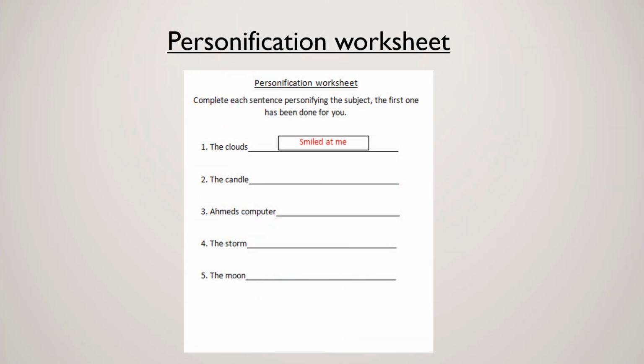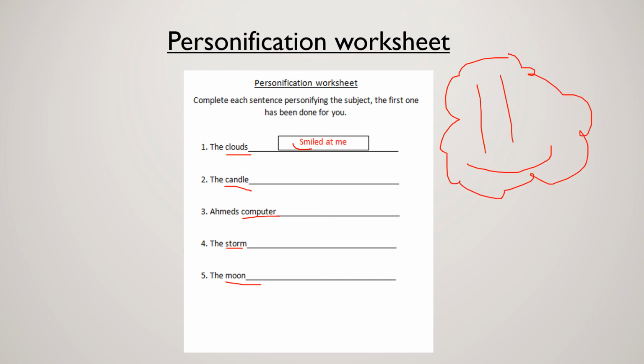Fantastic, guys. There's a personification worksheet attached. Very easy. This is what it looks like. Complete each sentence personifying the subject. The first one has been done for you. The subjects are the clouds, the candles, Ahmed's computer, storm, and moon. Just give the subject human qualities. For example, the clouds smiled at me. The clouds don't actually smile, but it's painting a picture of what it looks like up in the sky.